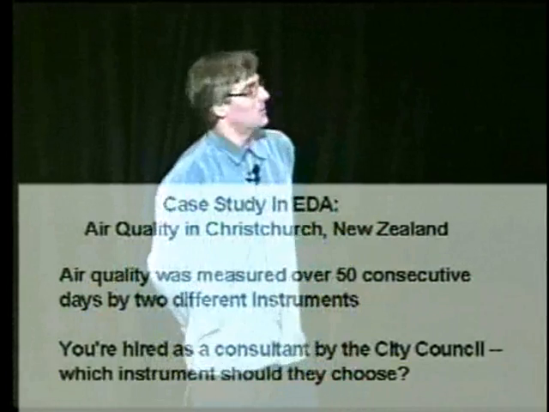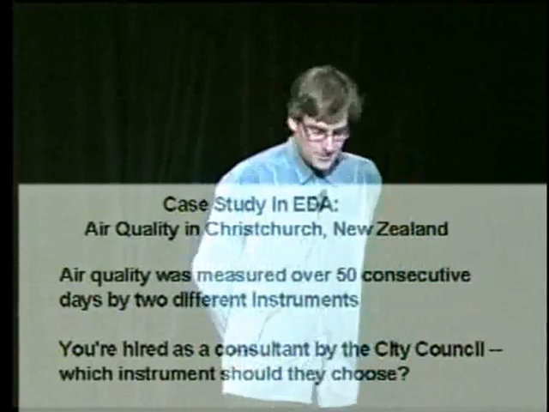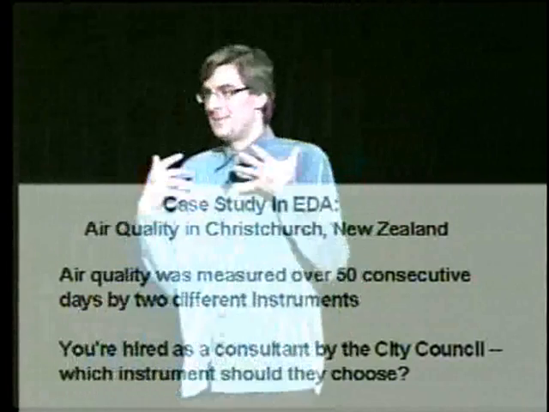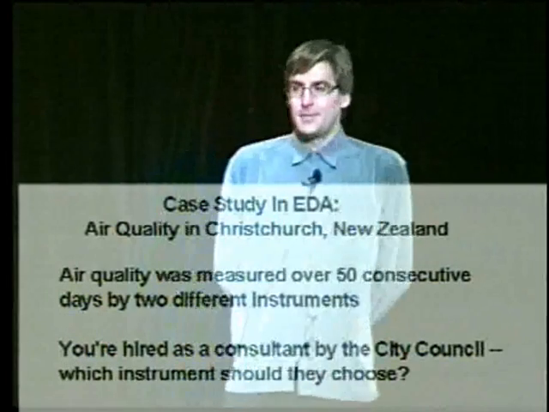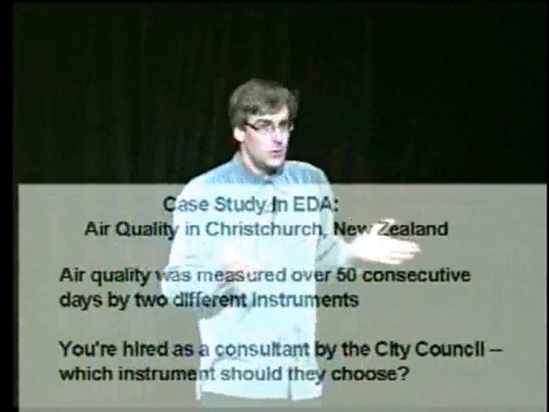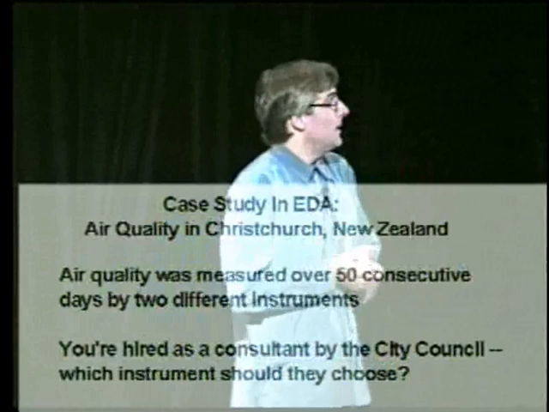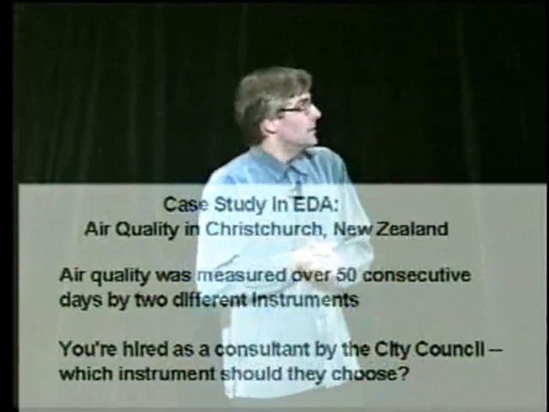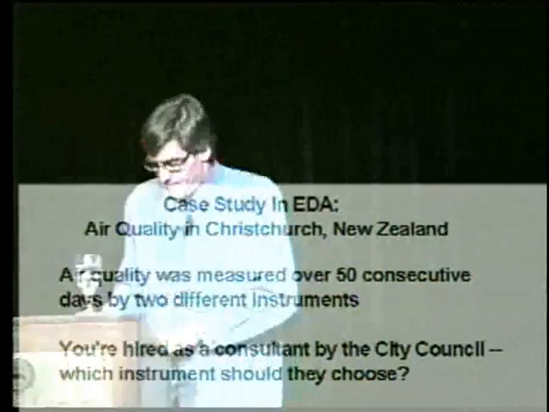This is air quality in Christchurch, New Zealand. The data are fictional, but the situation is actually real. There are many wonderful things about Christchurch. One bad thing is that there's a smog problem during winter. So imagine that you've been hired as a consultant to the Christchurch City Council, and they want to know which of two instruments for measuring air quality they should purchase. And you've got some data. Air quality has been measured by each of these instruments over 50 consecutive days. And your job as consultant is to tell them which one they should choose.